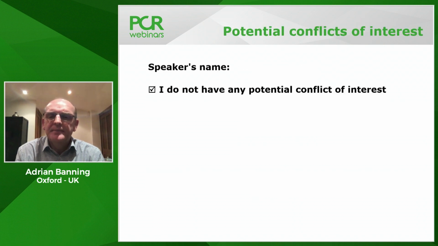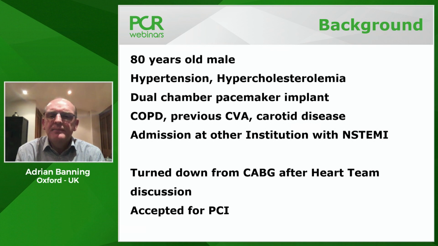And the next slide. So this is a patient who's 80, male, hypertensive, with raised cholesterol. They already have a pacemaker. We know they have airways disease, a previous stroke, and documented disease of the carotid arteries. They're admitted at a local hospital with acute chest pain, raised troponin, and a diagnosis of a non-ST elevation myocardial infarction. Predictably, based on the comorbidities, this patient was turned down for coronary artery bypass surgery and subsequently accepted for PCI.